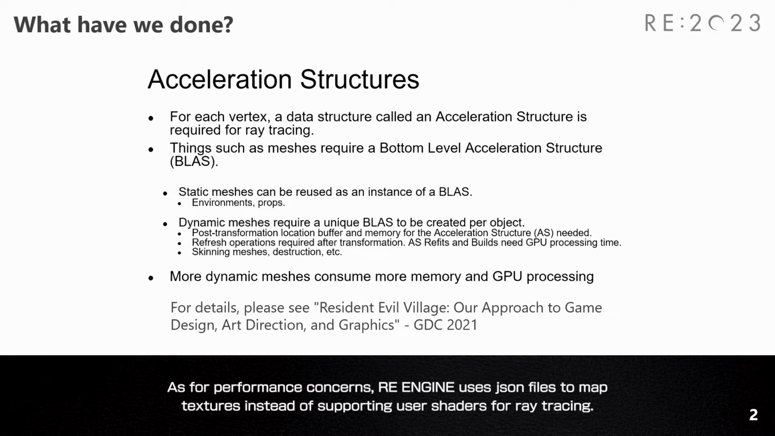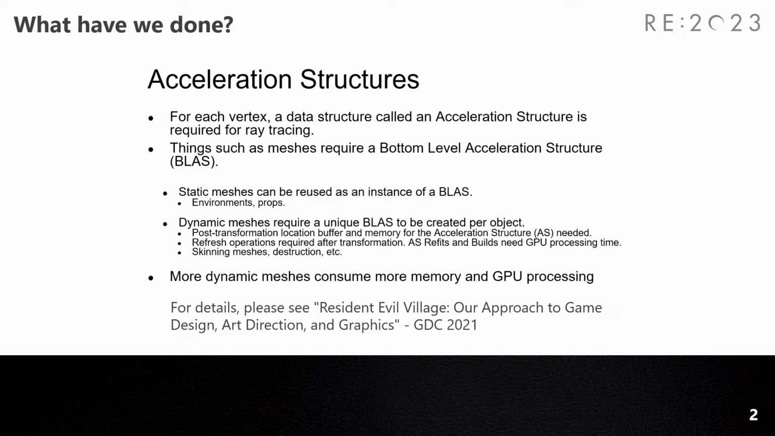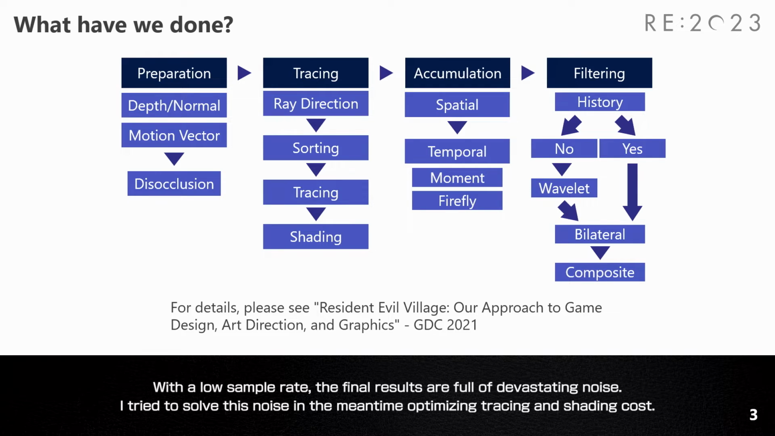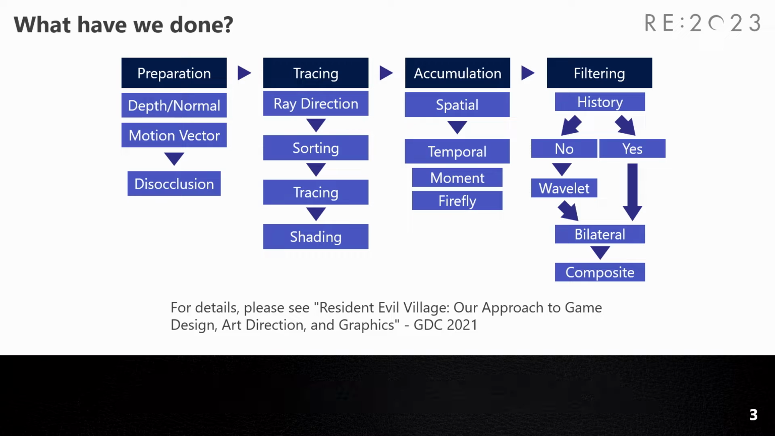As for performance concerns, RE Engine uses JSON file to map textures instead of supporting user shaders for ray tracing. As for me, after a basic ray tracing framework is established, the potential performance for consoles is checked and limited for ray tracing. With a low sample rate, the final results are full of devastating noise. I tried to solve this noise, in the meantime, optimizing ray tracing and shading cost.